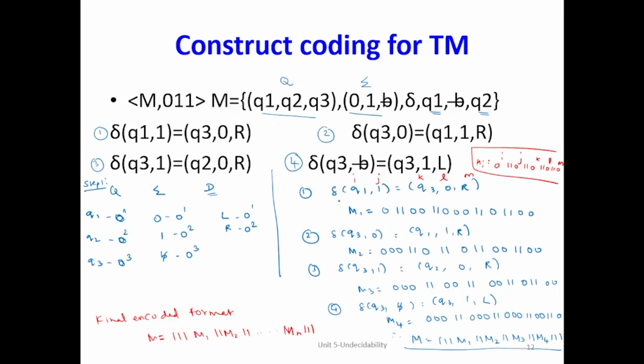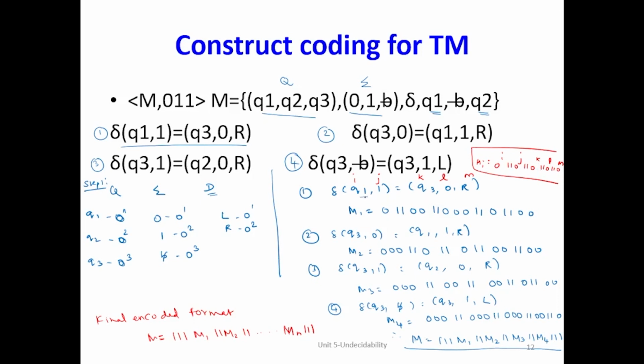Then we should take the encoding form. So the first encoding form is delta of Q1 1 equal to Q3 0 R. So I put the symbols as I, J, K, L, M. So the generalized encoding format is Mi is equal to 0 power i double 1, 0 power j double 1, 0 power k double 1, 0 power l double 1, 0 power m. So this is the generalized form, so I write it in this notation.